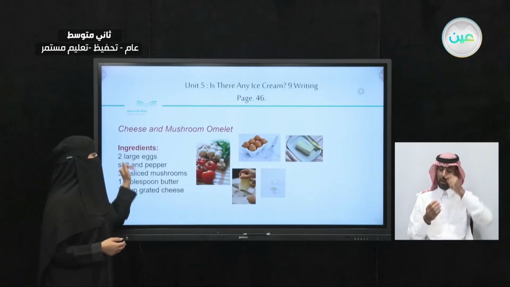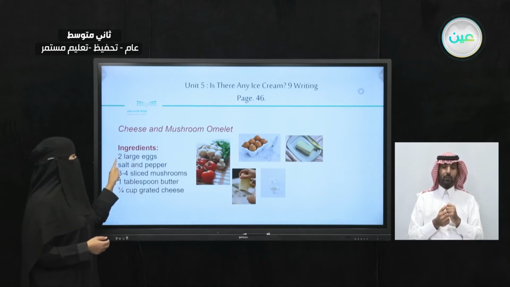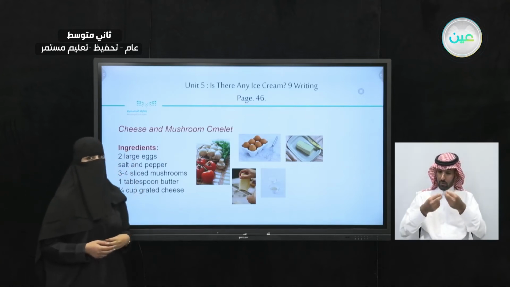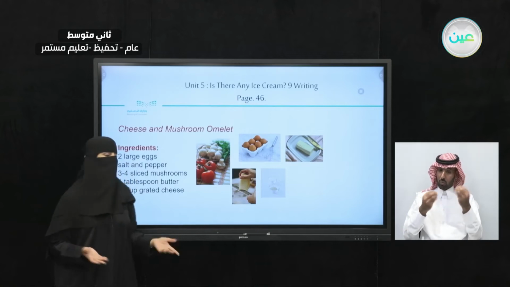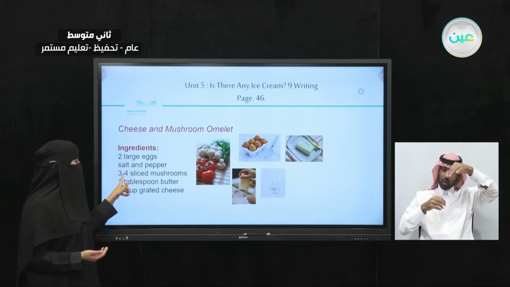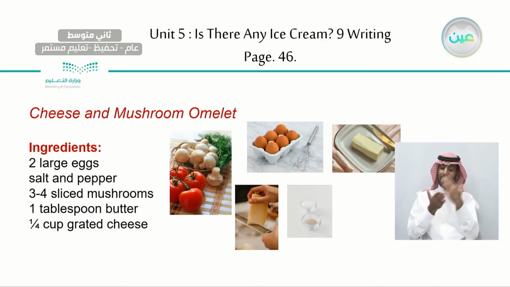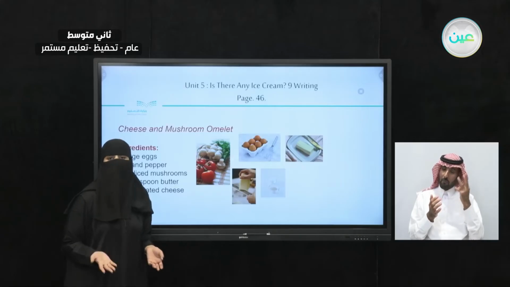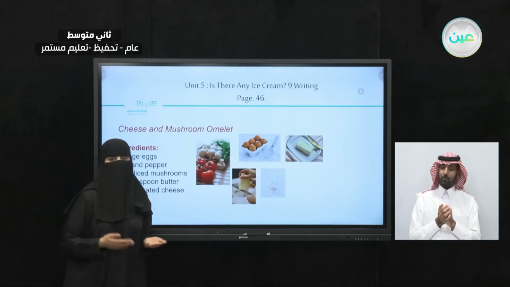Let's take a look at the ingredients here. So here we have 2 large eggs. More details about the eggs: 2 large eggs. Salt and pepper. 4 to 5 slices of mushroom. Now here we have 3-4. What does it mean? That means 3 or 4 slices. 3 is correct and 4 is correct. And anything between is also correct.